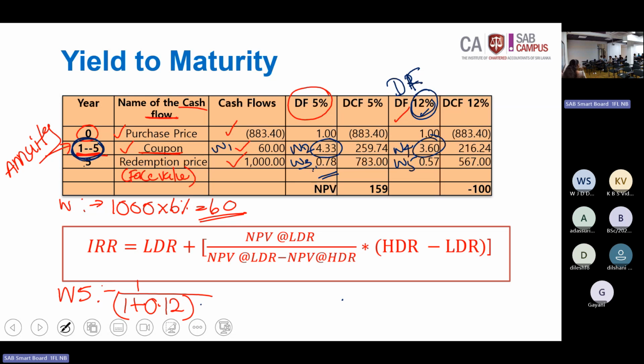Now, at which year end are we looking? Look at this 1000 under the discount rate of 12% at the end of the 5th year. So therefore to the power 5. Good. So it is 0.57.